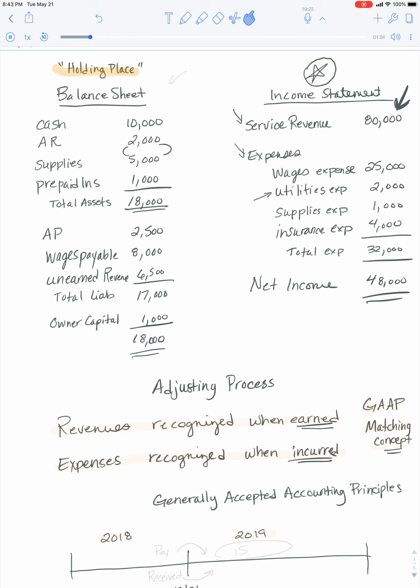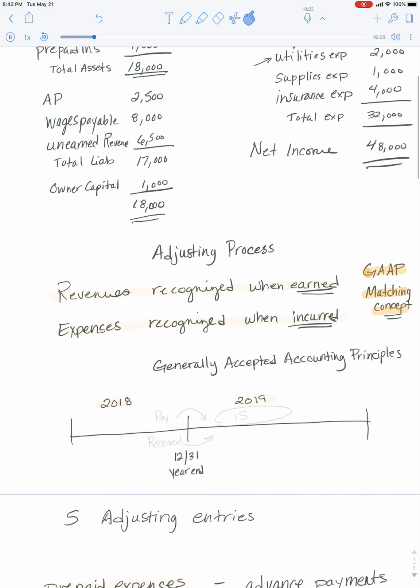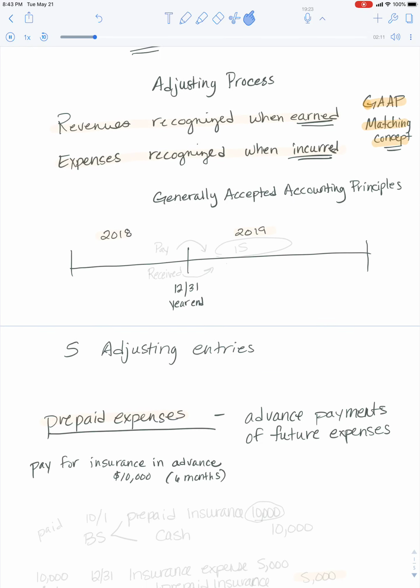Activity doesn't get to show up on the income statement until it's either earned or incurred according to GAAP's matching concept. So we don't want to be recording revenues without having earned them yet, or expenses without having incurred them yet. So this is extremely important. Revenues are recognized when earned. Expenses are recognized when incurred. And until that point, they hang out on the balance sheet as a holding spot.